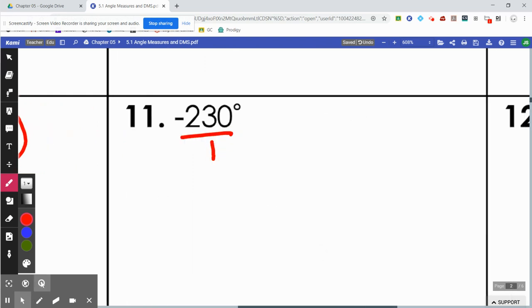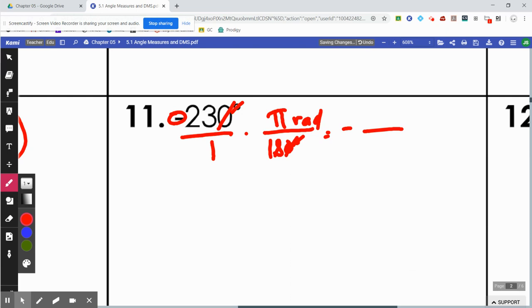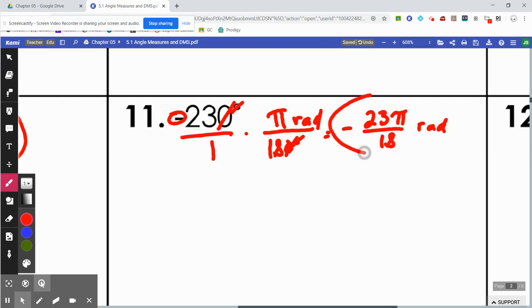Negative 230, we're going to multiply it by, again, pi radians over 180 degrees, because they're the same thing. Degrees cancel. Go ahead and write down your negative before we forget it here. 230, first off, we can very easily divide by 10 by just marking out the 0, and I think that's all you can divide. So you got 23 pi on top, 18 on bottom, and again, that is in radian measures then.